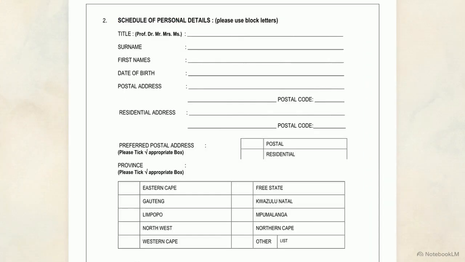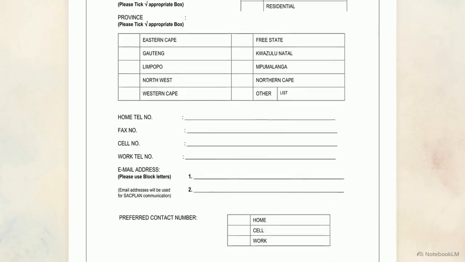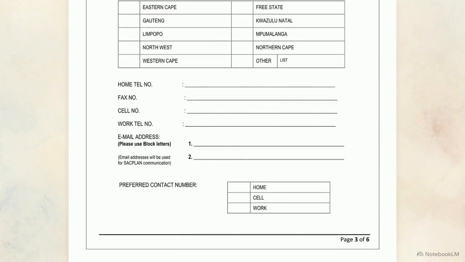Section 3 covers your academic history. As the note at the bottom emphasizes, you must provide originally certified copies of your qualifications and academic transcripts. Faxed or emailed copies of certifications are not accepted.